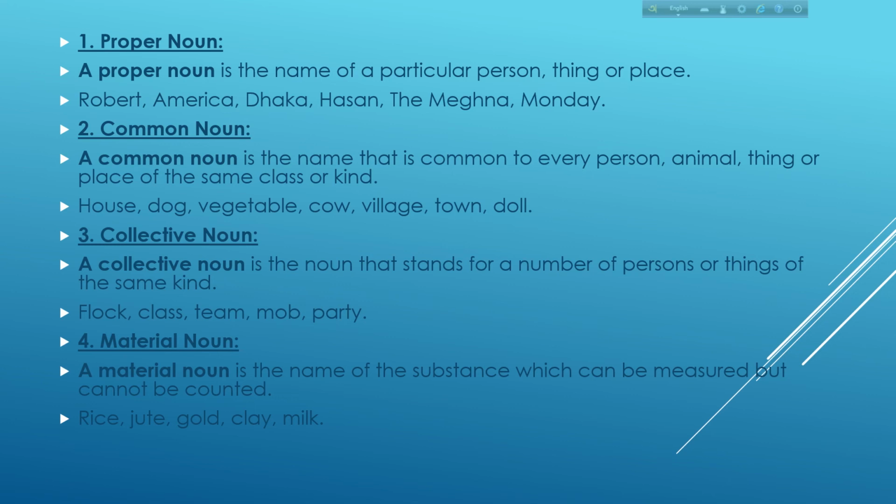Collective noun. A collective noun is the noun that stands for a number of persons or things of the same kind. For example, flock, class, team, mob, party. And material noun is the name of the substance which can be measured but cannot be counted. For example, rice, jute, gold, clay, milk, etc.